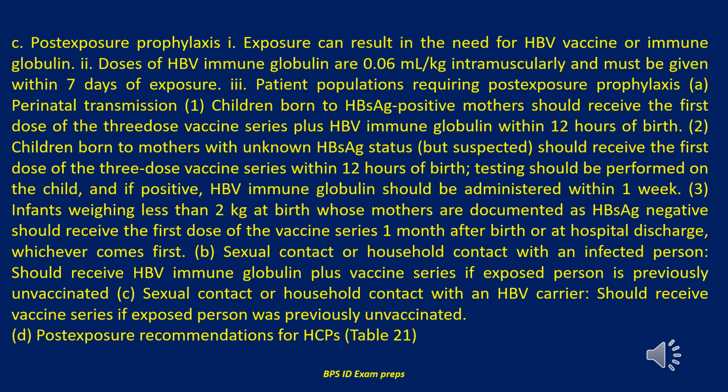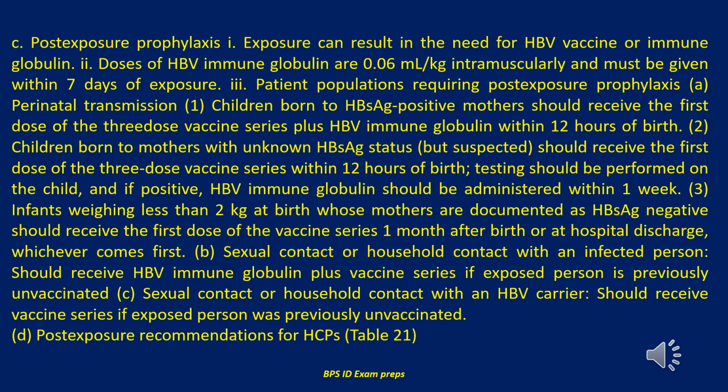C. We will now discuss post-exposure prophylaxis. 1. Exposure can result in the need for HBV vaccine or immune globulin. 2. Doses of HBV immune globulin are 0.06 ml per kilogram intramuscularly and must be given within 7 days of exposure. 3. Patient populations requiring post-exposure prophylaxis include a. Cases of perinatal transmission. 1. Children born to HBsAg-positive mothers should receive the first dose of the 3-dose vaccine series plus HBV immune globulin within 12 hours of birth.